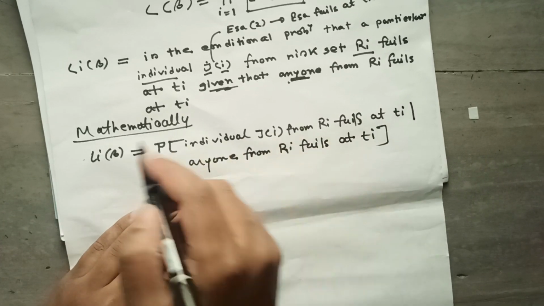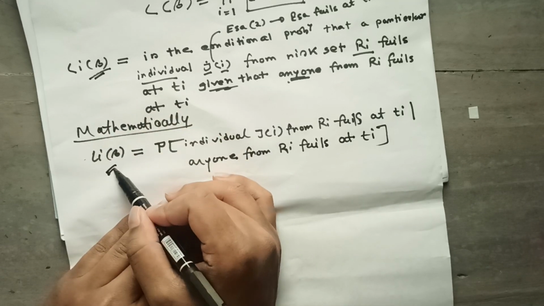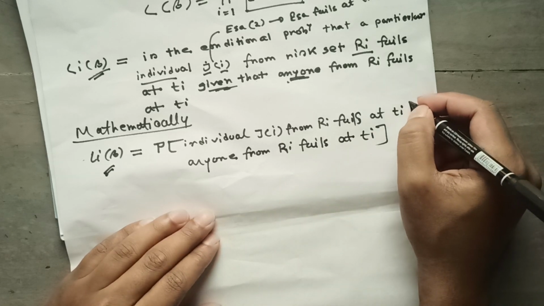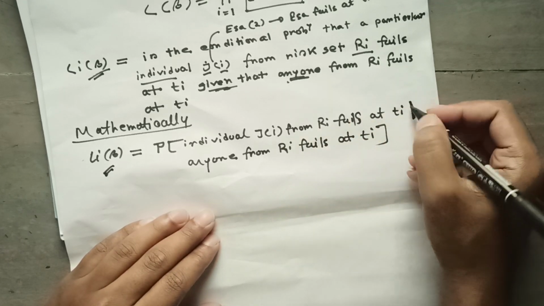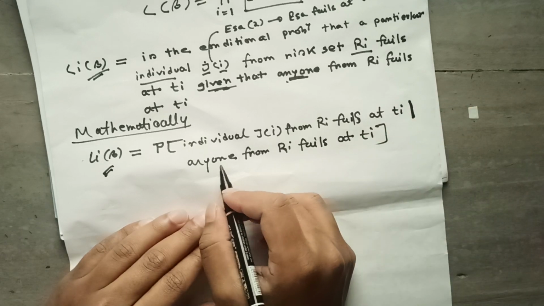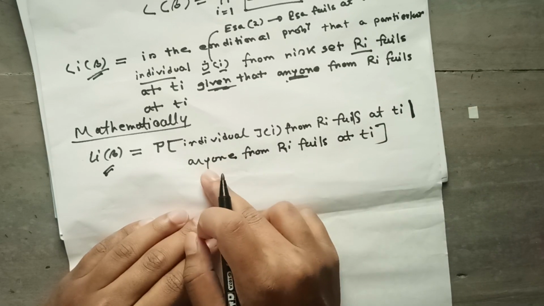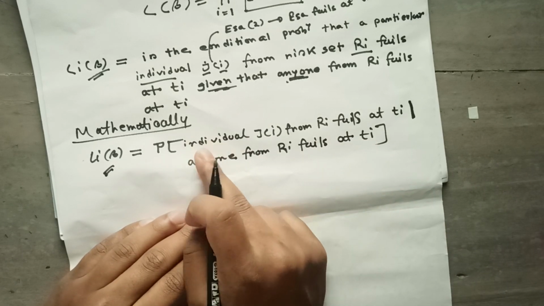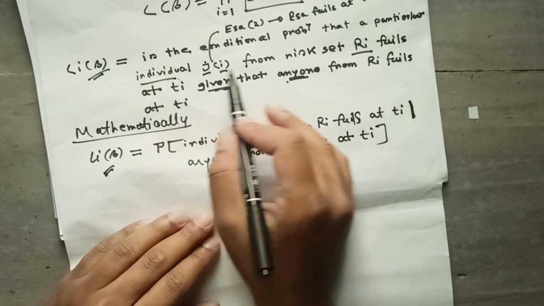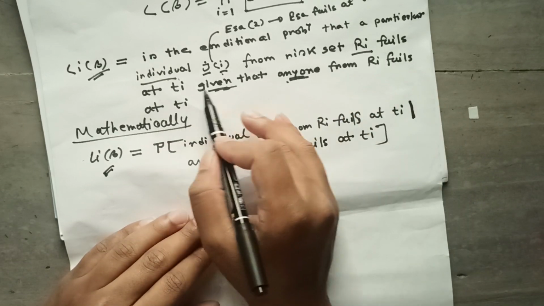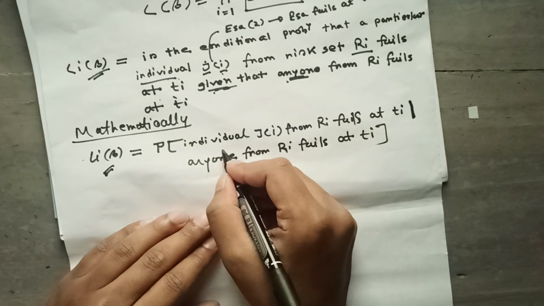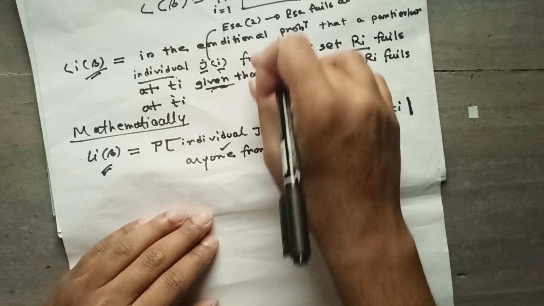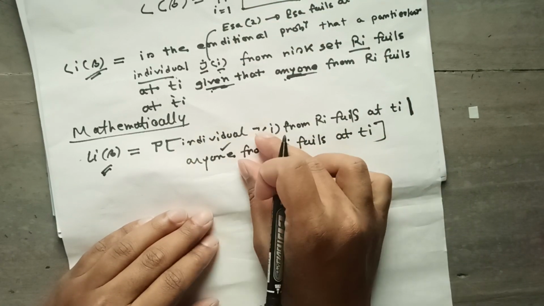As I already mentioned, this Li of beta is nothing but a conditional probability. Any conditional probability we write in these terms. There is a separation, and the last part will be the denominator. The condition is that individual Ji from risk set Ri fails at Ti, given that anyone from Ri fails at Ti. So we write these things in the notation of probability.